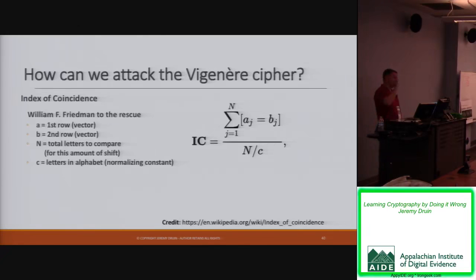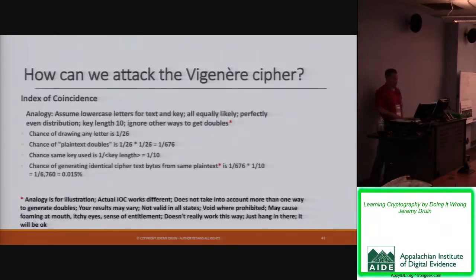And so he came up with this counting formula here, which just counts the occurrences of doubles and then divides by the number of chances that there were to have doubles. In other words, the number of letters that were compared. So here's an analogy. This is not the index of coincidence, but this is an analogy.